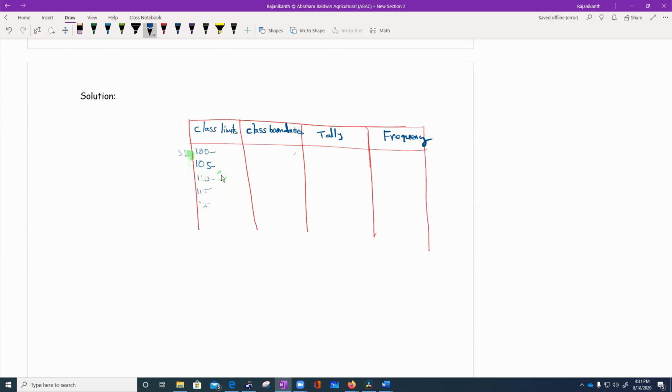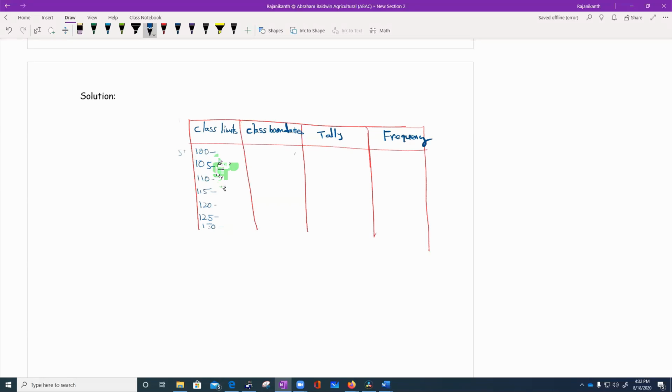How many classes am I looking for? I am looking for 7 classes. 1, 2, 3, 4, 5. I need 2 more, right? 125 and 130. Okay, 1, 2, 3, 4, 5, 6, 7. We are good. Now, the catch is, how are we going to fill out all the upper class limits?